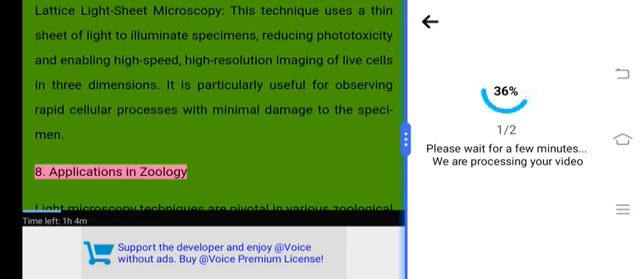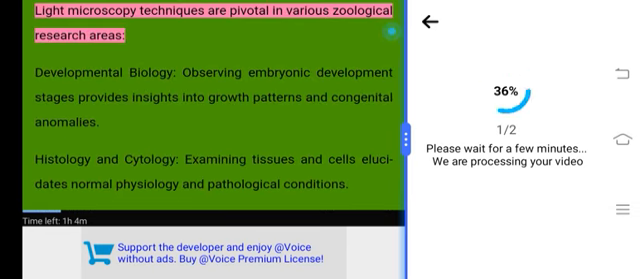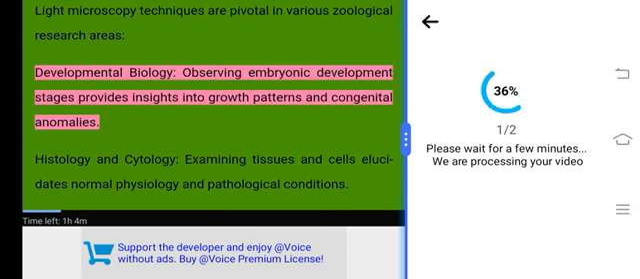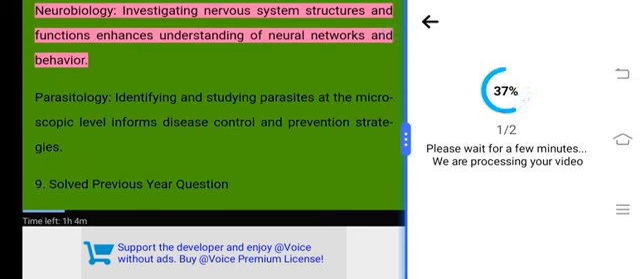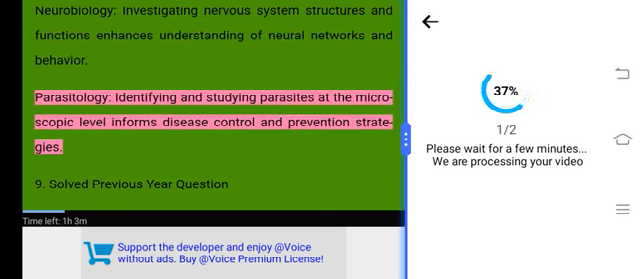8. Applications in zoology. Light microscopy techniques are pivotal in various zoological research areas. Developmental biology. Observing embryonic development stages provides insights into growth patterns and congenital anomalies. Histology and cytology. Examining tissues and cells elucidates normal physiology and pathological conditions. Neurobiology. Investigating nervous system structures and functions enhances understanding of neural networks and behavior. Parasitology. Identifying and studying parasites at the microscopic level informs disease control and prevention strategies.